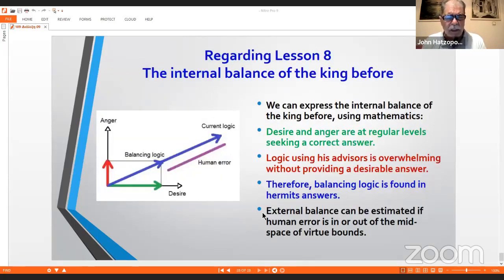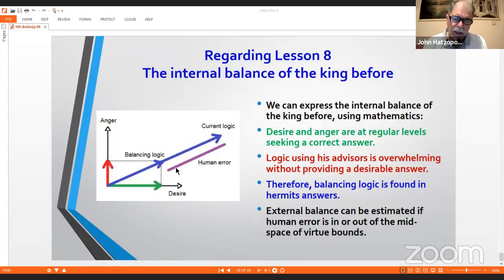Now, as I finish today's lecture, I want to say a few things about the last lab regarding the internal balance of the king before and after. If we take the king before, we will see that his desire and anger are within the regular limits, okay? And he is trying to find the balance in logic, but he is not capable by himself, so he takes his advisors, and his advisors put the logic over here. It's an over-the-limits logic without conclusion. So the difference between the balancing logic and the advisors' logic is the human error.